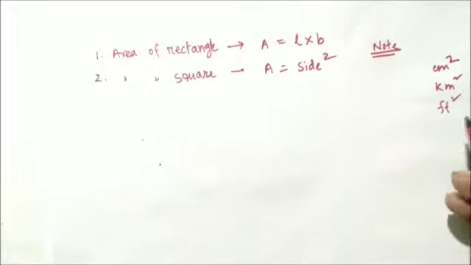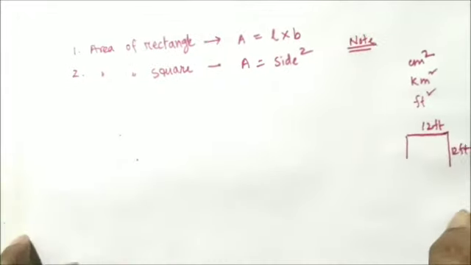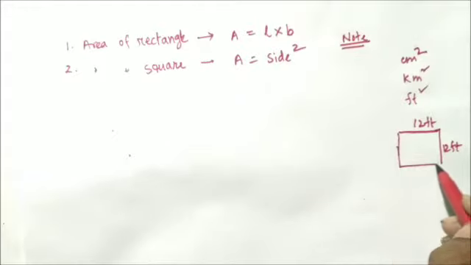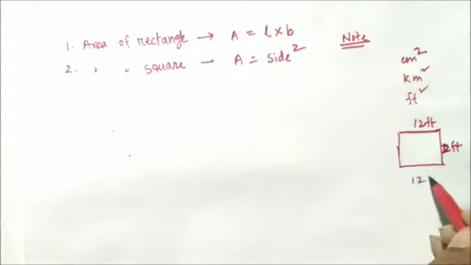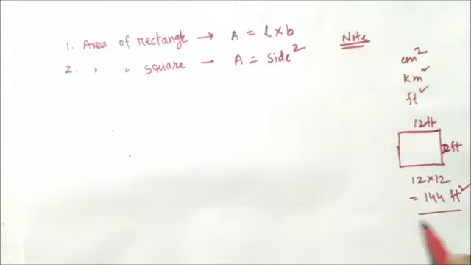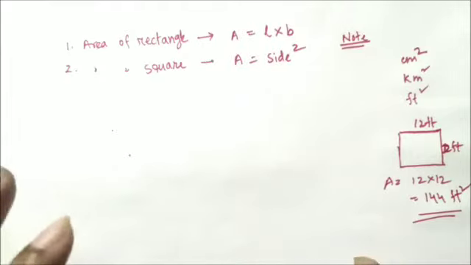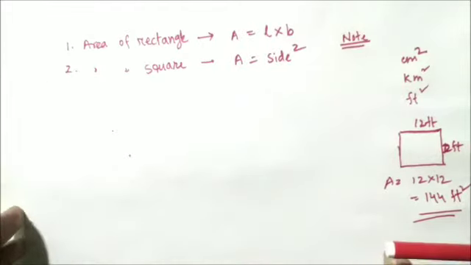Suppose this is a room, and on this side it is 12 feet, and on this side it is 12 feet. Then the area of this room will be 12 into 12, that is 144 square feet. This is the way to find the area of any shape, like a rectangle or square.